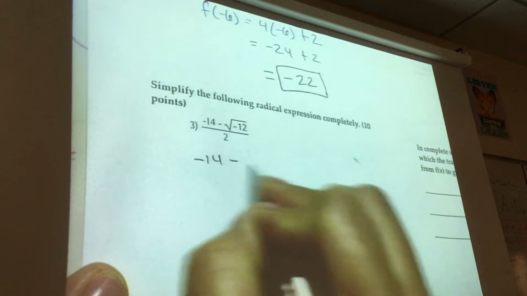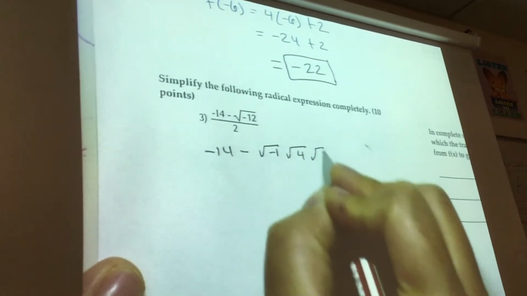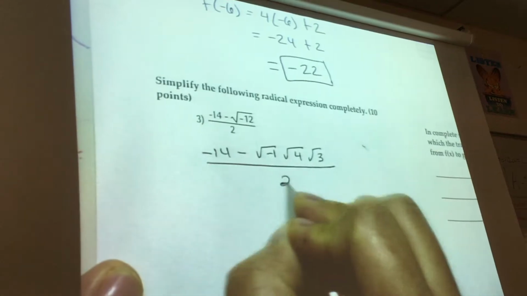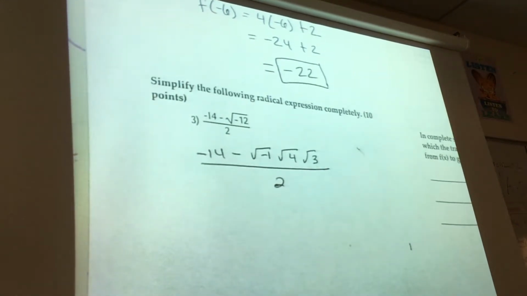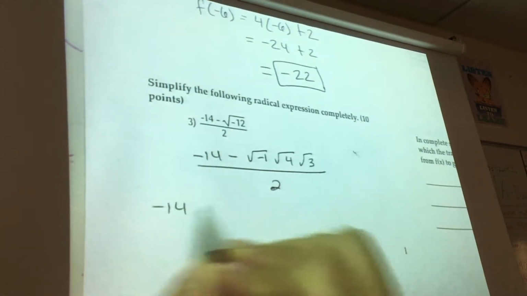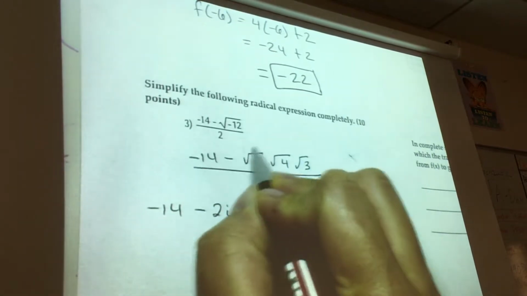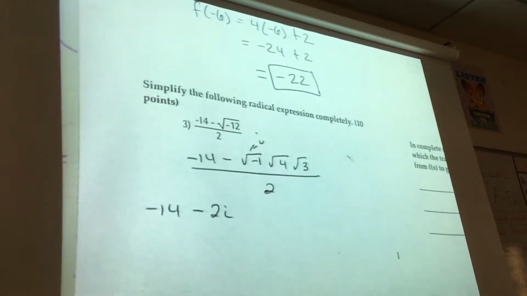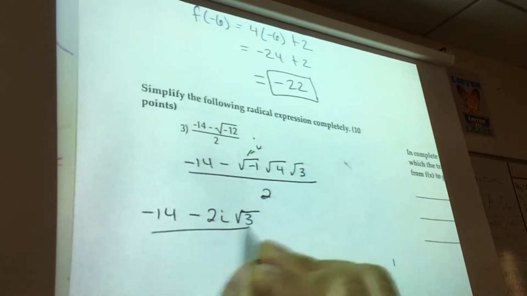-14 minus the square root of a -1, square root of 4, square root of 3, divided by 2. Now remember, the -12, we have to break it down into something we could take the square root of. Square root of 4 is? 2. Because of that negative, this is an i. This here is an i. We covered it. There it is. Square root of 3 divided by 2.